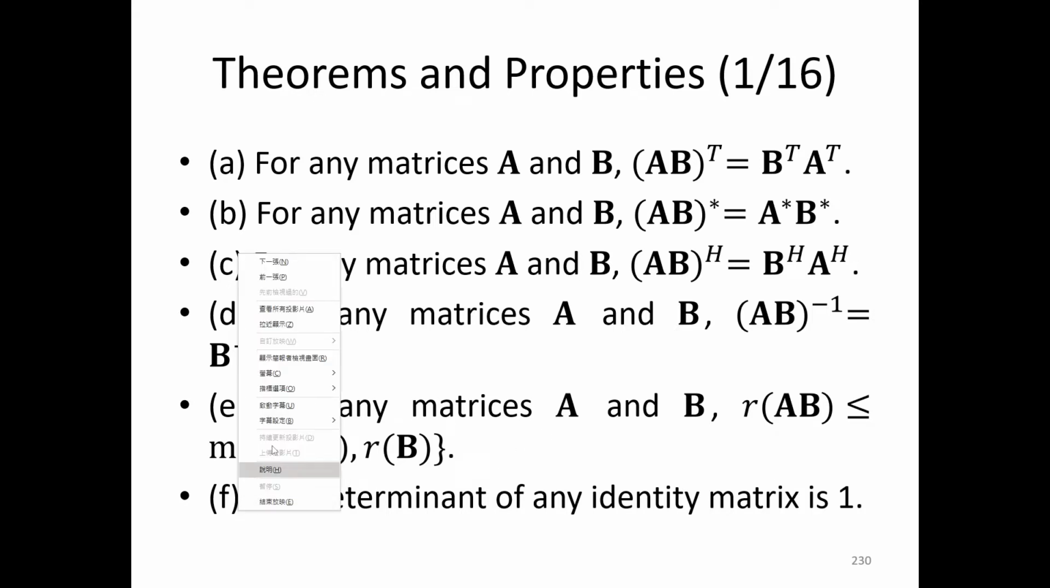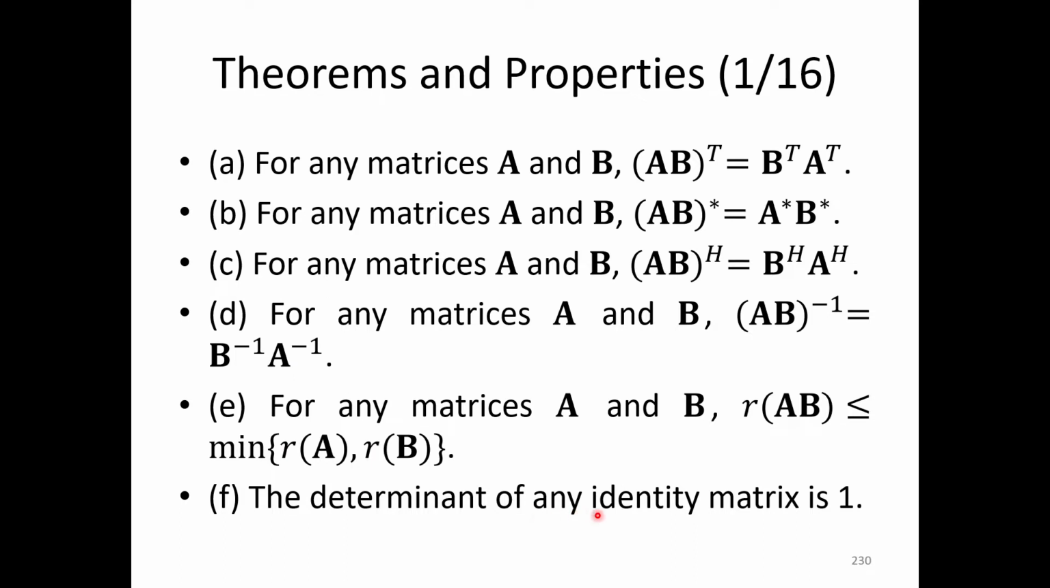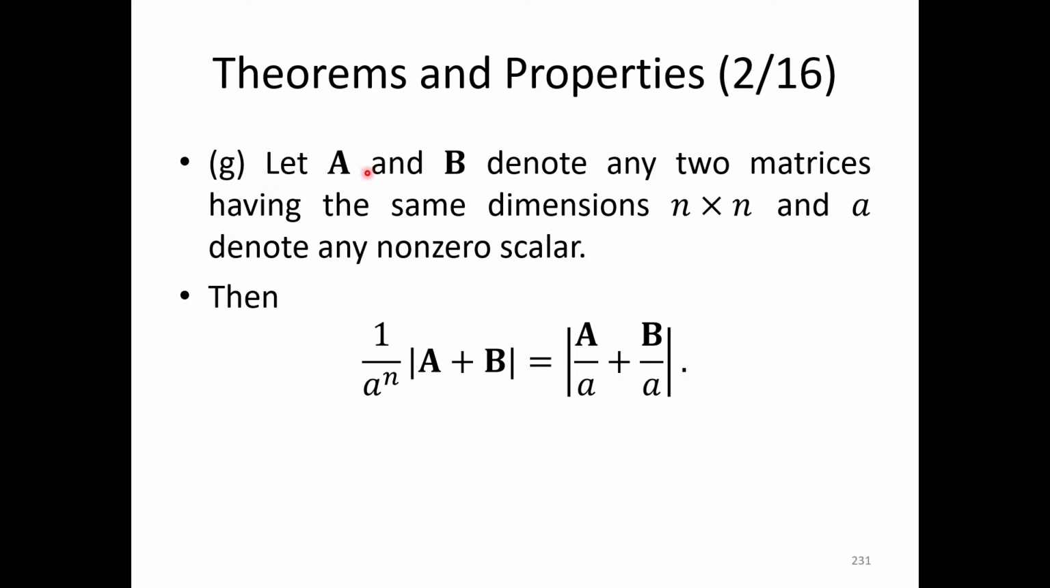If the determinant of any identity matrix is 1. G: let A and B denote any two matrices having the same dimensions n by n, and a denote any non-zero scalar. Then 1 over a to the power of n times the determinant of A plus B is equal to the determinant of capital A over small a plus capital B over small a.